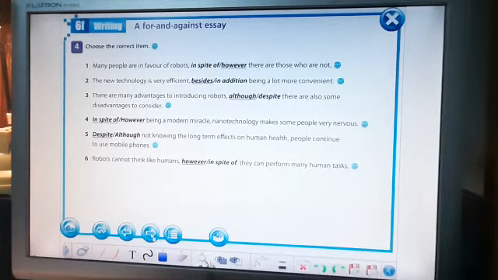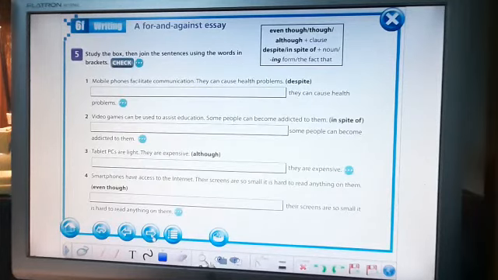Let's proceed with exercise 5. Study the box, then join the sentences using the words in brackets. Remember here, "even though" and "although" ask for a clause, so a sentence. "Despite" and "in spite of" ask for an -ing form, a noun, or the expression "the fact that." So you can rewrite them.